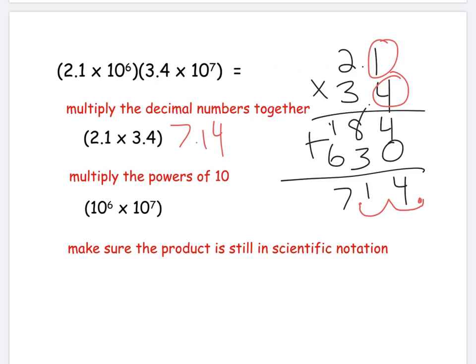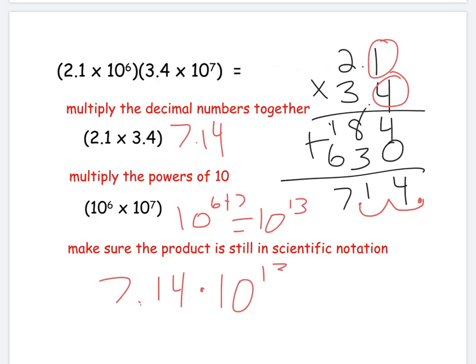Then I have to multiply the power of tens. So I have 10 to the 6th power times 10 to the 7th power. So if you remember from the multiplication property of exponents, I keep my base the same, so the base stays 10. And then I take my exponents, and because we're multiplying, we add them together. So 6 plus 7, which gives me 10 to the 13th power. So then I want to put my numbers together. So I'd have 7 14/100 times 10 to the 13th power.